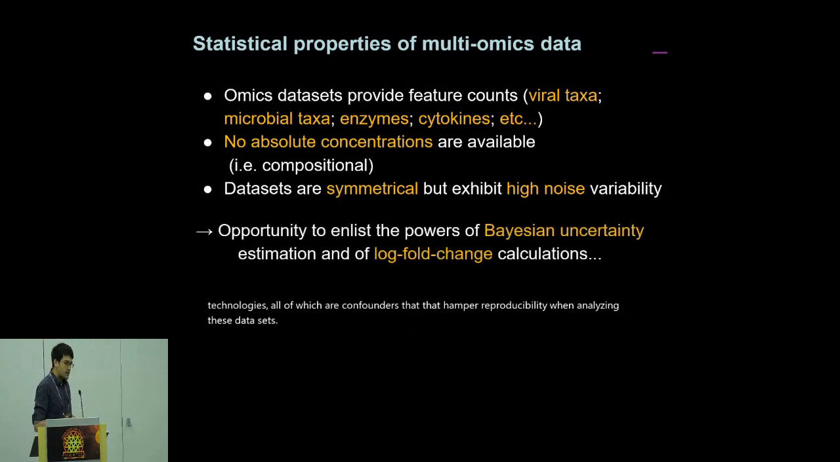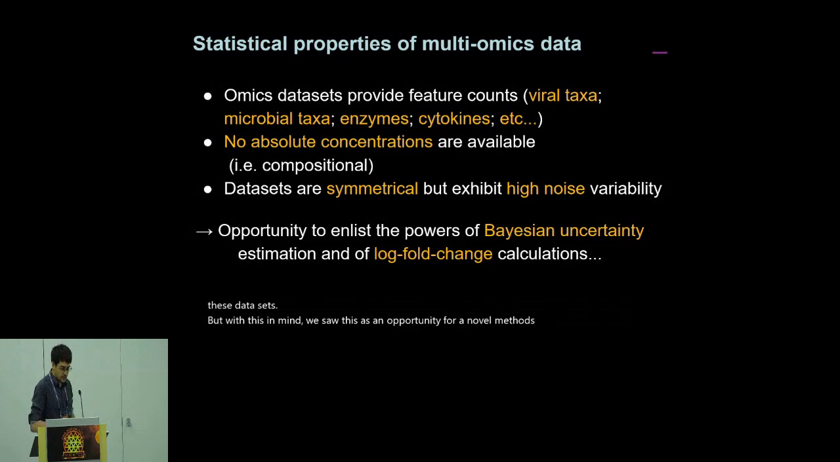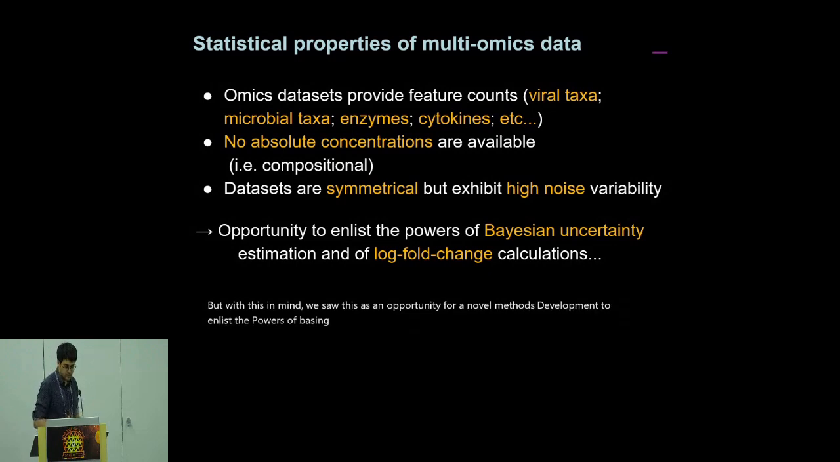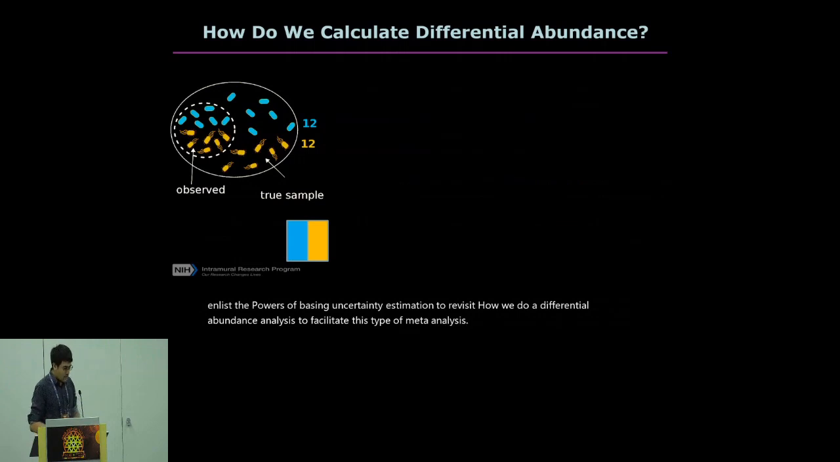But with this in mind, we saw this as an opportunity for novel methods development to enlist the powers of Bayesian uncertainty estimation and revisit how we do differential abundance analysis to facilitate this type of meta-analysis. What I mean by differential abundance analysis, consider this toy example. Here we have a toy environment with 12 orange, 12 blue microbes. As the experimentalist, we can only observe a subset of these microbes highlighted in the dotted line here.